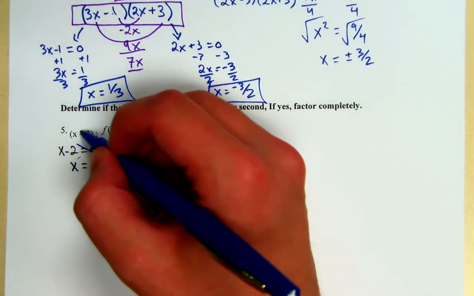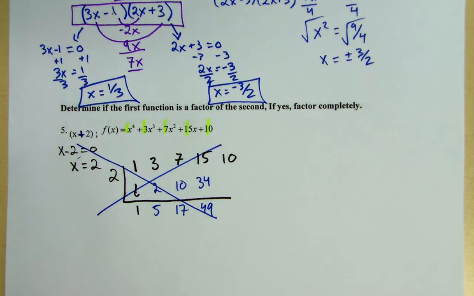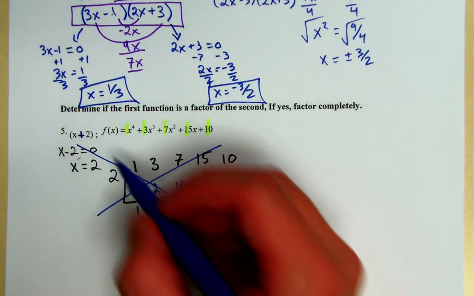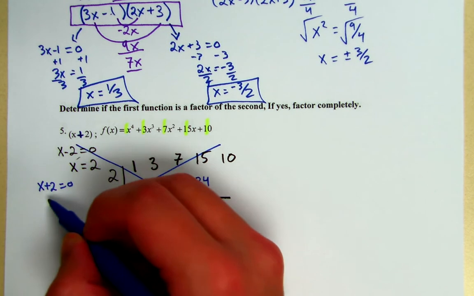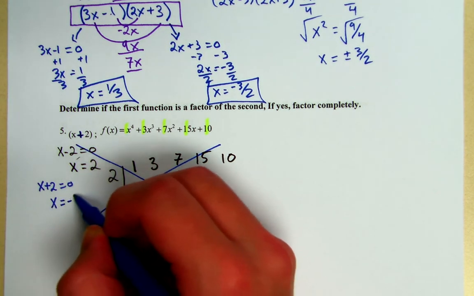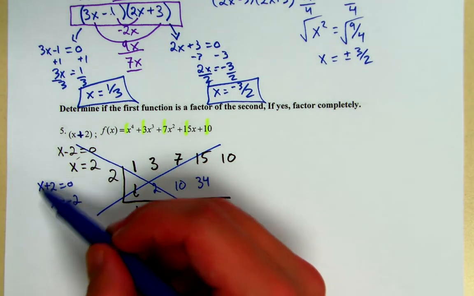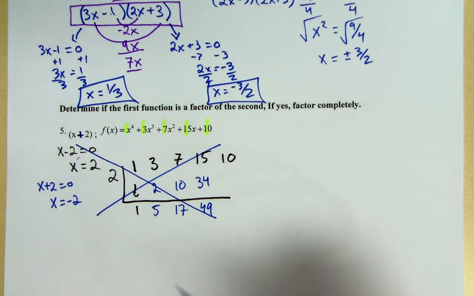Your sheet is actually going to say x plus 2. So then if you solve x plus 2 equals 0, you get x equals negative 2. So that's how your problem should start. X plus 2 equals 0.